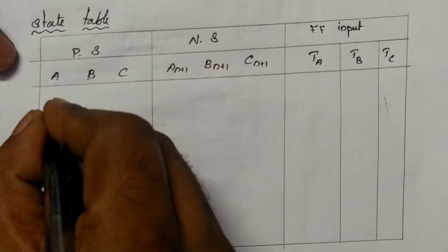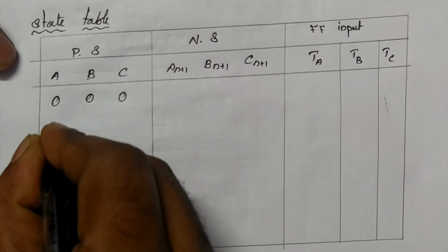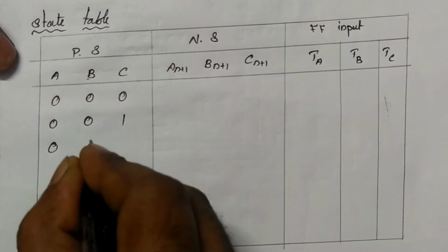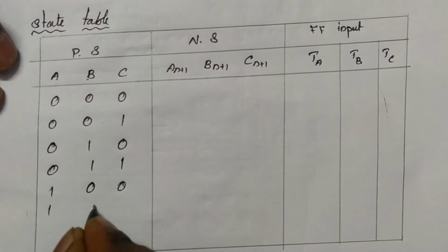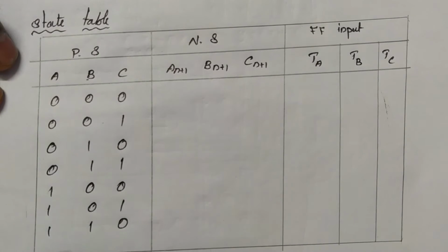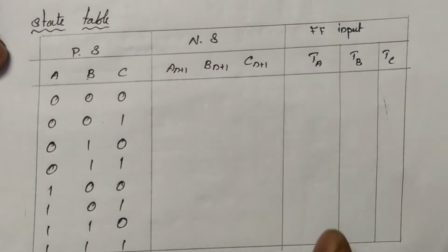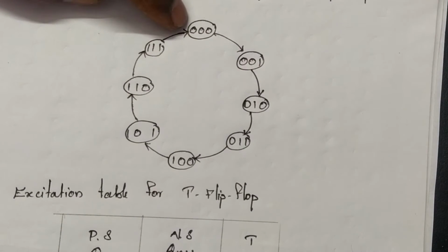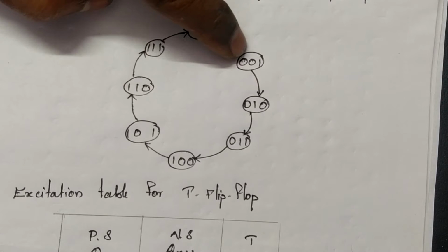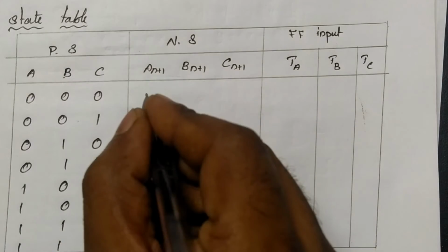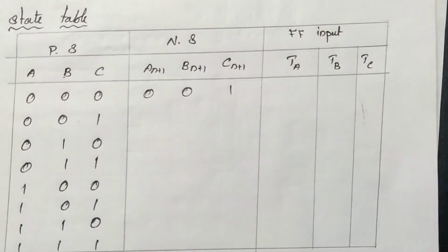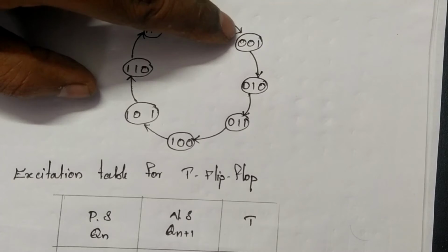The present state values are 0, 0, 0, 0, 0, 1, 0, 1, 0, 0, 1, 1, 1, 0, 0, 1, 0, 1, 1, 1, 0. Last one is 1, 1, 1. From the state table, for the present state 0, 0, 0, its next state is 0, 0, 1. Likewise, for 0, 0, 1, its next state is 0, 1, 0.